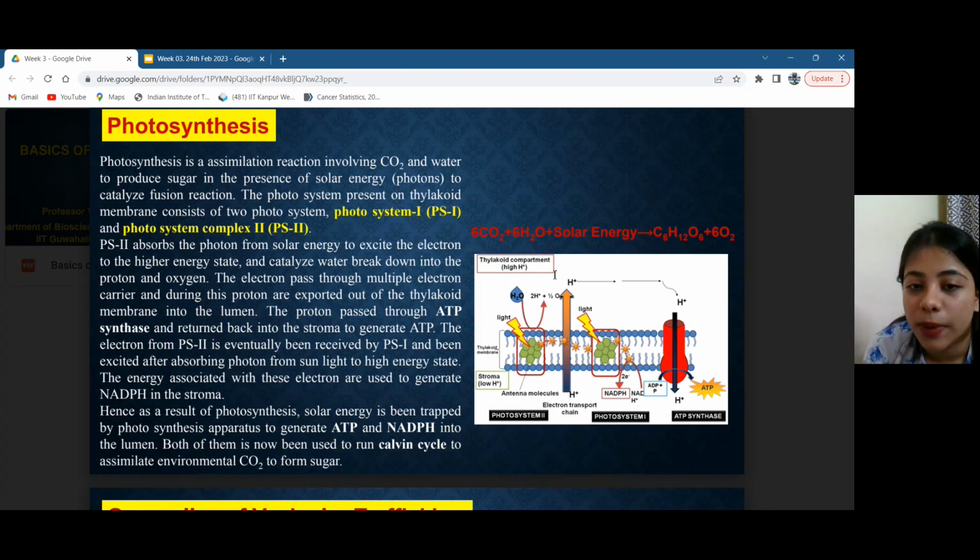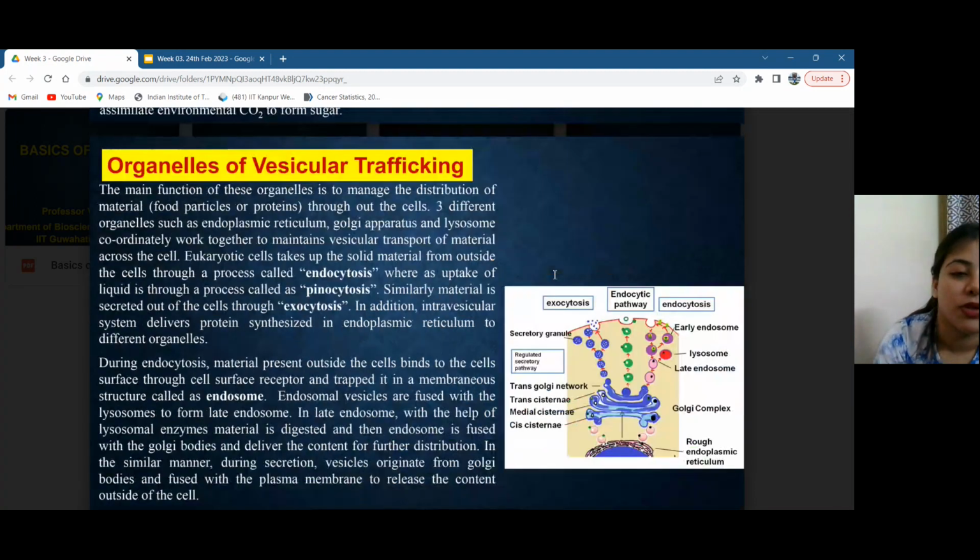There you can see PS1 and PS2, which play major roles here, how they absorb photons, and how the breakdown of water, or catalyzing the process of water breakdown, ultimately leads to the production of ATP and NADPH. Together these energy equivalents are used for the Calvin cycle, which assimilates the CO2 present in the environment to ultimately form the plant food, which is basically sugars like glucose. So that was there.